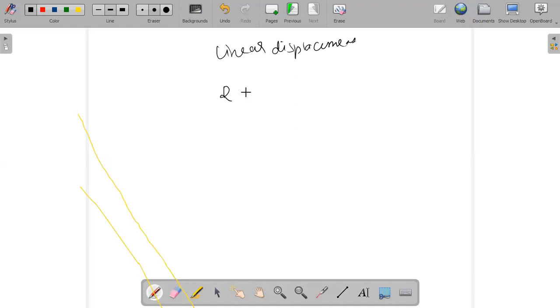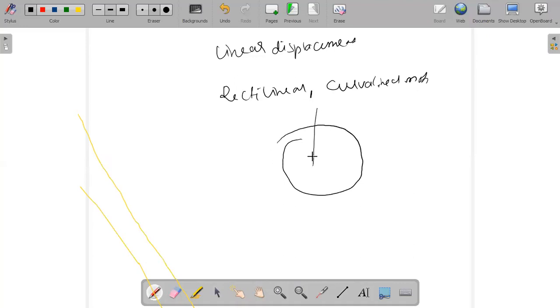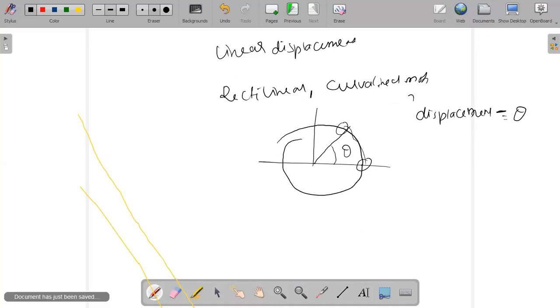Next thing we are going to discuss is rectilinear or curvilinear motion. This is nothing but if the object is revolving around a circle. If the object was here first, it has gone to this location, so it has made some angle theta. Here displacement will be taken as angular displacement, theta.